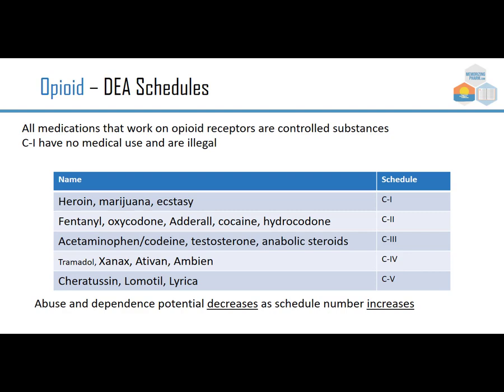But let's look at Schedule 1. Some examples would be heroin, marijuana, and ecstasy. Schedule 2: fentanyl, oxycodone, Adderall, cocaine, hydrocodone. Schedule 3: acetaminophen with codeine, testosterone, anabolic steroids. Schedule 4: Tramadol, Xanax, Ativan, and Ambien. So some pain medications, benzodiazepines, sedative hypnotics. And then Schedule 5: Robitussin AC, which is a cough medicine, Lomotil for diarrhea, Lyrica, which is an antiepileptic. So the abuse and dependence potential decreases as the schedule number increases.